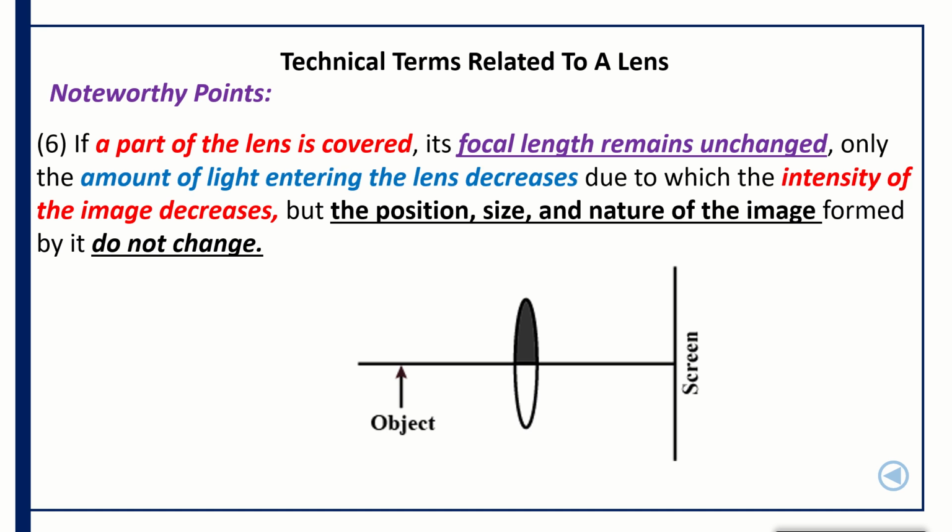So if I am taking a convex lens and I am covering it, or making part of it silvered, its focal length remains unchanged. The focal length of this lens will be the same. Also, the position, size and nature of the image formed by this convex lens will be the same. What is changing here? Only the intensity of the image will change. It will decrease, but all other factors will remain the same.